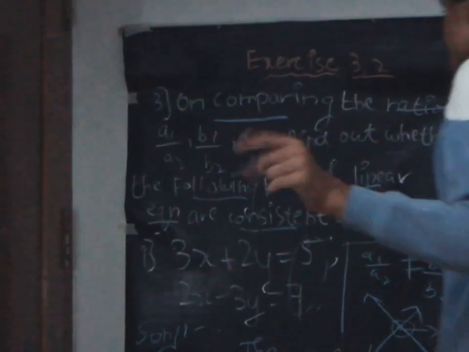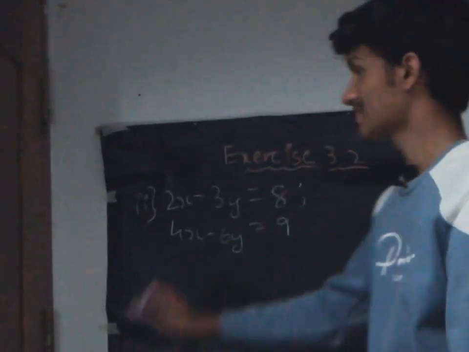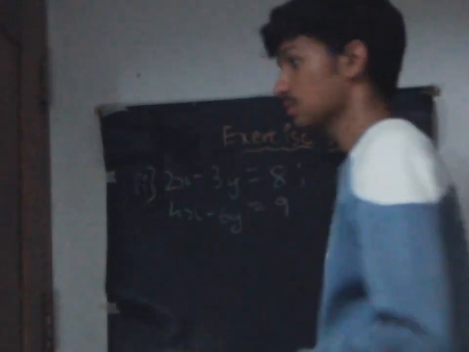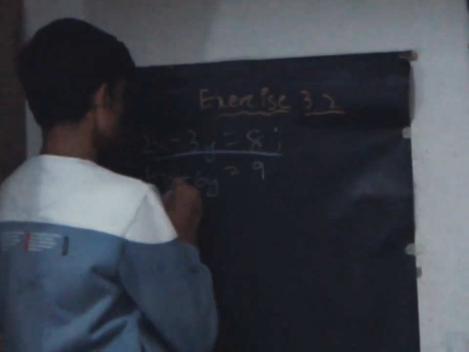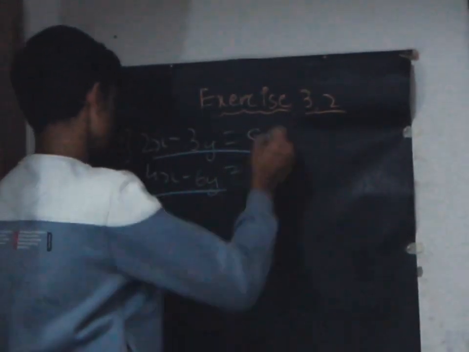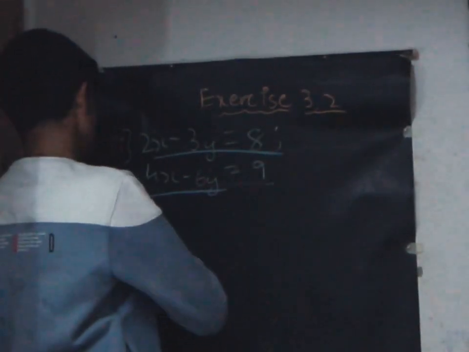Let us move on to the second sub question of this question. So this will be the second sub question of the third main question. Let us answer this in the easiest way. The question is 2x minus 3y is equal to 8, 4x minus 6y is equal to 9. Let us answer this easily. The solution will be like this.